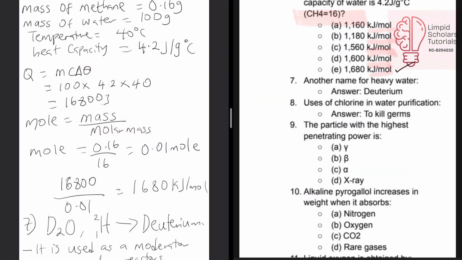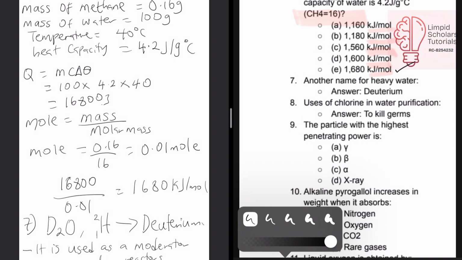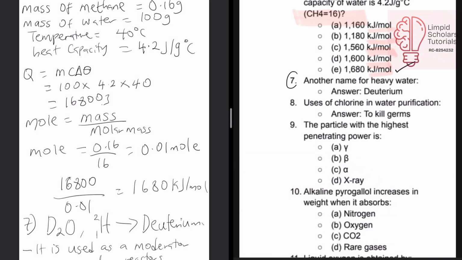So we'll be going over to number 8. Uses of chlorine in water purification. Chlorine is used to kill germs in water purification. And then we go over to number 9. The particle with the highest penetrating power. Okay, I think I forgot to tick my answers. Okay, we're done with this.